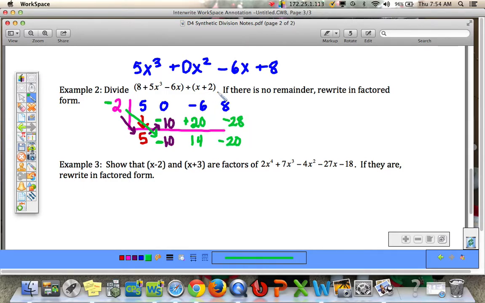So we would say x plus 2 is not a factor of this, although we could rewrite it like this. X plus 2 times 5x squared, we drop it down a power, minus 10x plus 14, but there's a remainder: negative 20 left over, out of x plus 2. So the remainder is what we're dividing. So it's just not a factor.